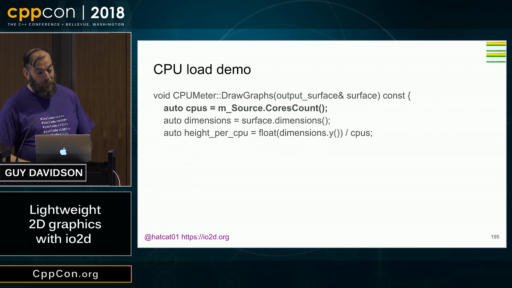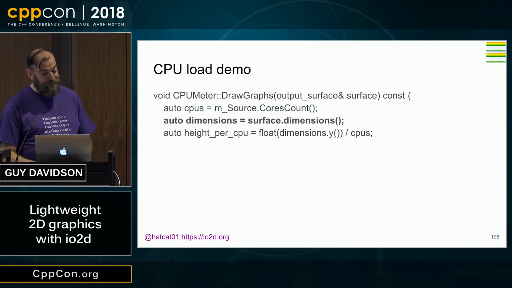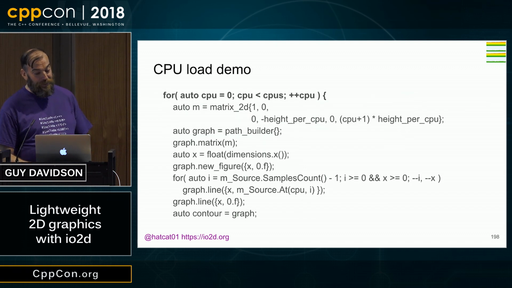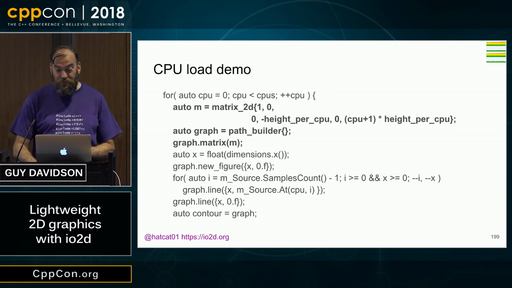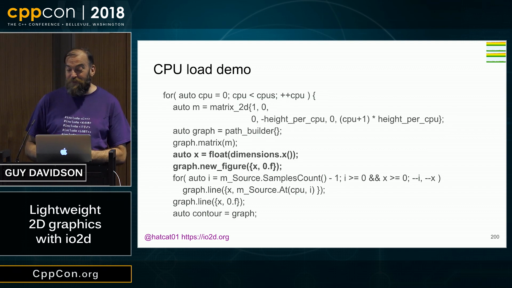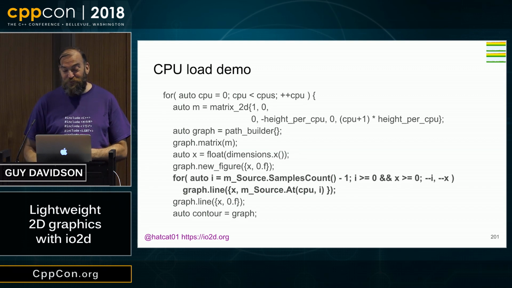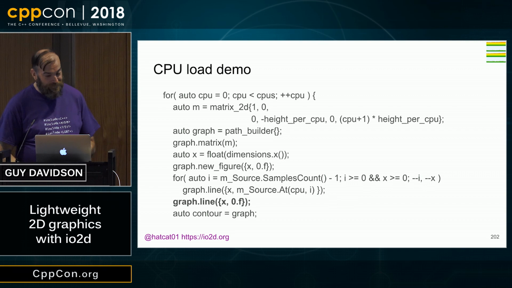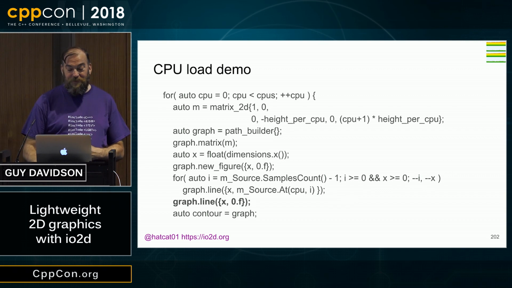First of all, we cache the number of CPUs, the size of the surface, and the height per CPU. And then we loop through each CPU. For each CPU, we build the contour. We start a new figure at the bottom of the CPU section, and then we draw a line to each sample point. And then a line back to the bottom of the CPU section.